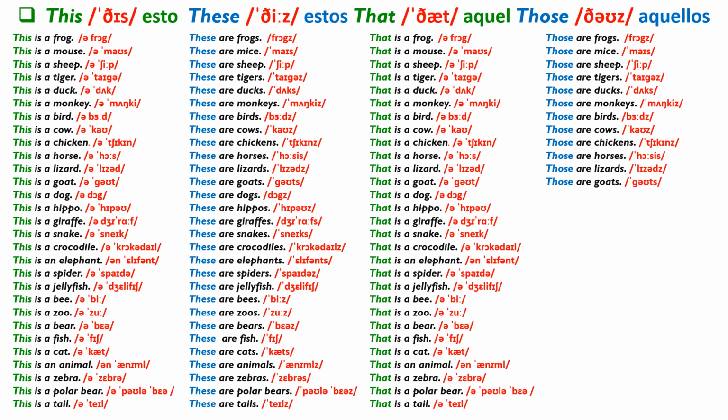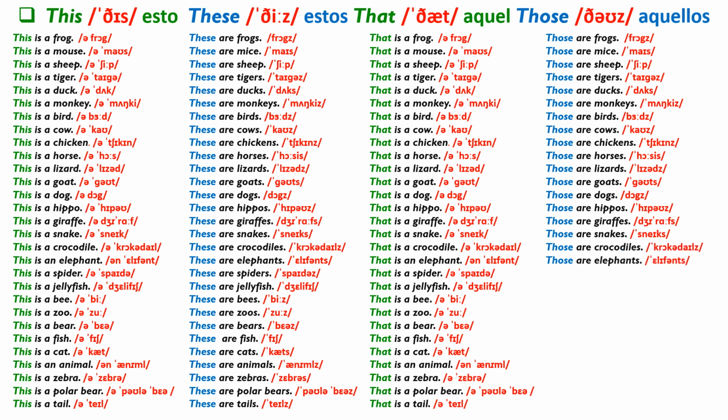Those are horses. Those are lizards. Those are goats. Those are dogs. Those are hippos. Those are giraffes. Those are snakes. Those are crocodiles. Those are elephants. Those are spiders. Those are jellyfish.